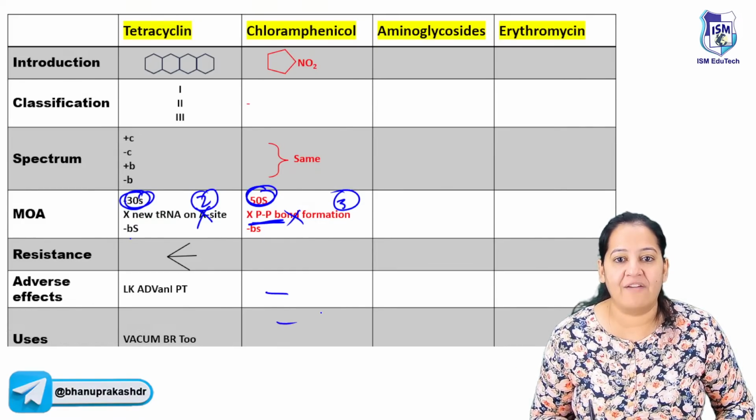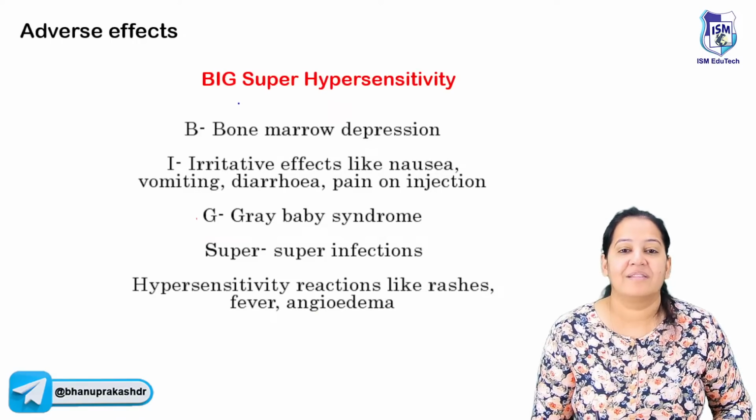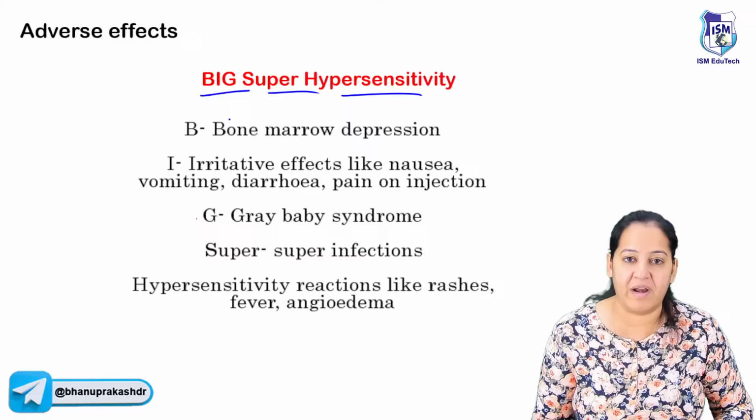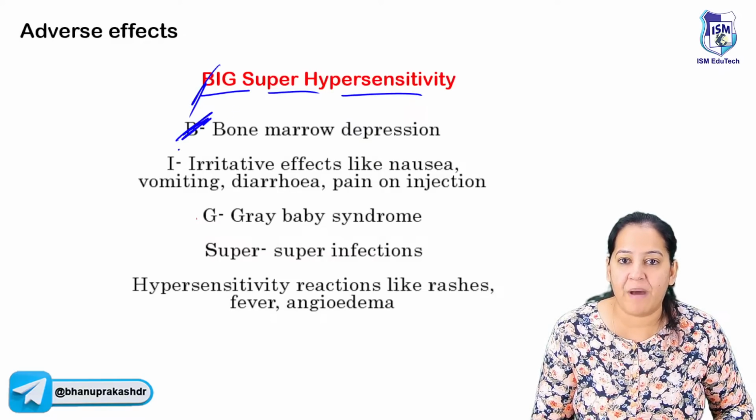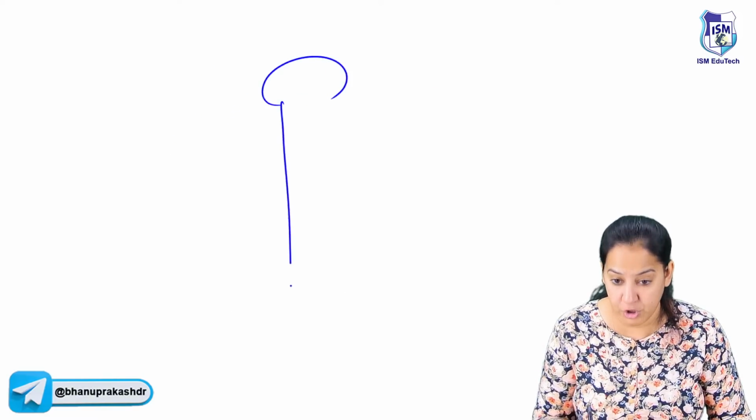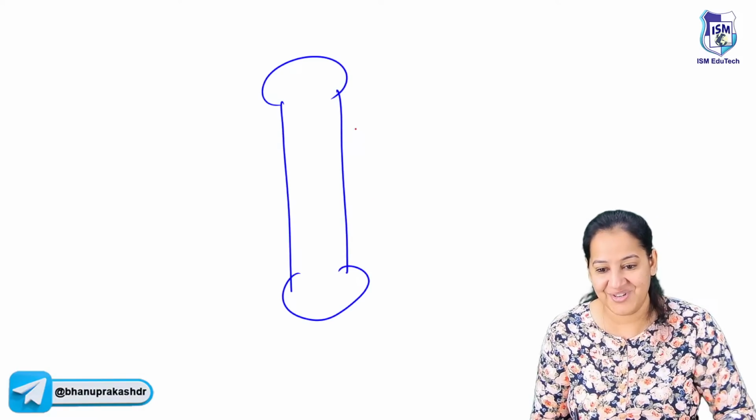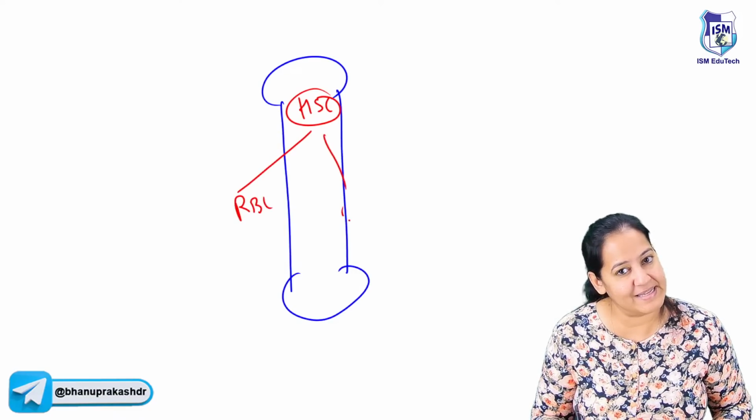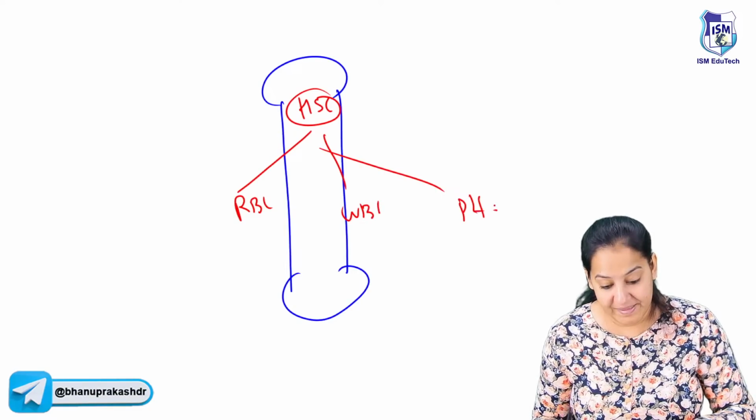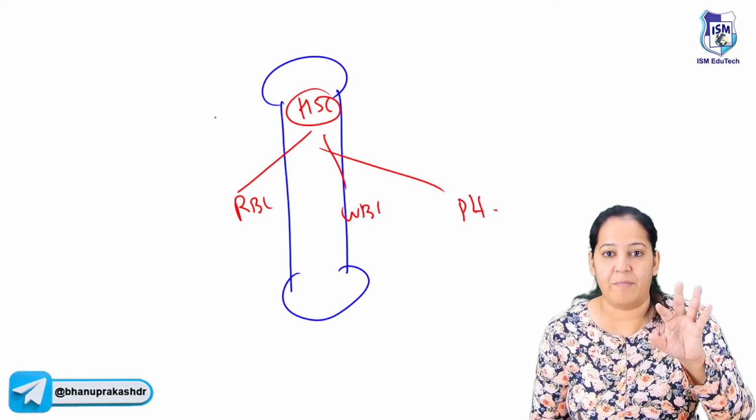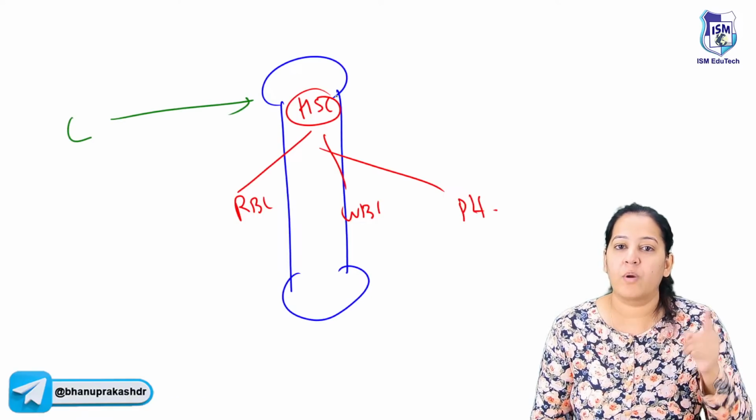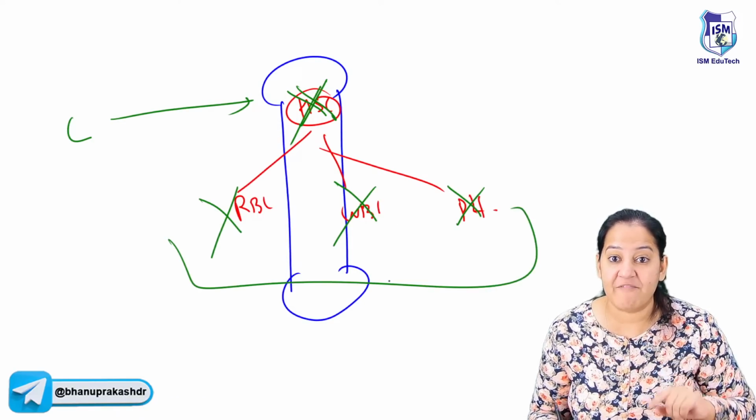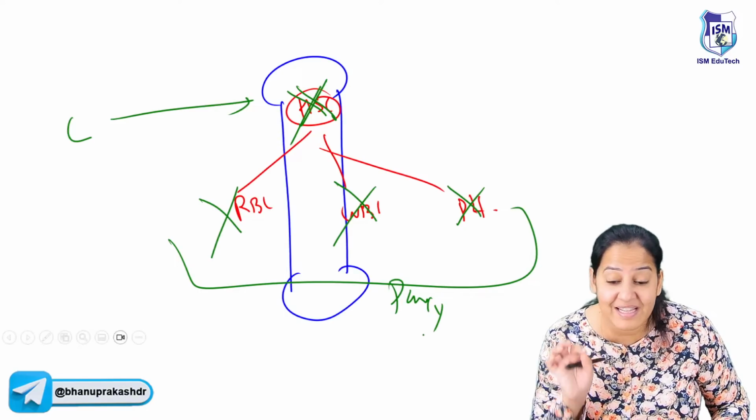Spectrum is the same. Now the 2 mnemonics, adverse effect and uses. What are the adverse effects? The adverse effect mnemonic is big, super, hyper. Big: B stands for bone marrow depression. Inside the bone marrow, humans have hematopoietic stem cells that synthesize RBC, WBC, and platelets. So if this is my patient's bone marrow and I am giving chloramphenicol, chloramphenicol inhibits the hematopoietic stem cells. So no RBC synthesis, no WBC, no platelets. The patient has pancytopenia. This is a very deadly, severe side effect.